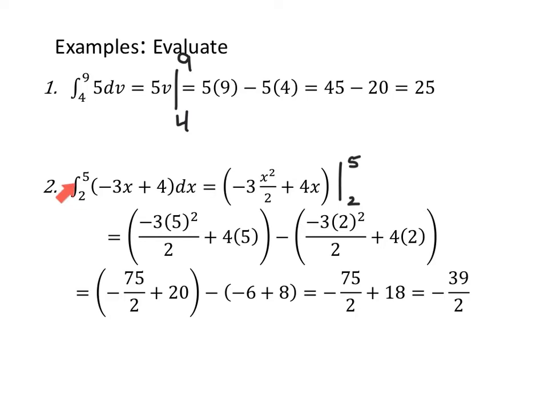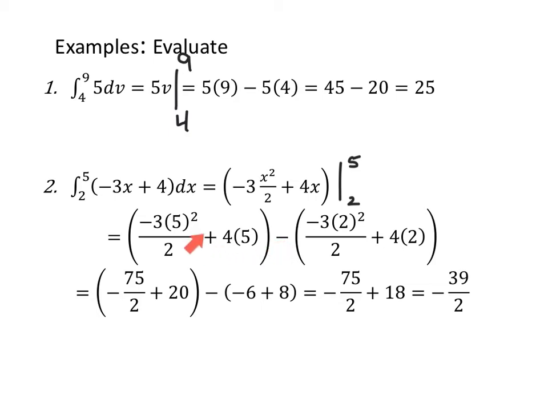The integral from 2 to 5 of the function negative 3x plus 4 dx. So I'm going to find the antiderivative. The negative 3 is just a constant. It hangs out. Antiderivative of x is x squared over 2. The antiderivative of 4 is 4x. I'm going to evaluate from 2 to 5, which means I take this expression and I substitute 5 everywhere I see an x. I take this expression and I substitute a 2 everywhere I see x.